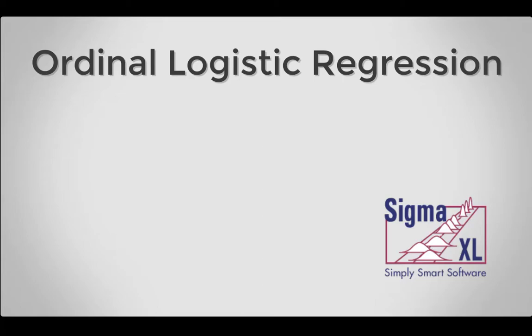This video features the Ordinal Logistic Regression tool found in SigmaXL. Ordinal Logistic Regression is used to analyze the relationship between one ordinal dependent variable and multiple independent continuous and/or discrete variables. In this demonstration, we'll be analyzing customer satisfaction data using a loyalty score which contains ordinal integer values from 1 to 5, where 5 indicates the customer is very likely to provide a recommendation, and 1 indicates that they are very likely to not provide a recommendation.